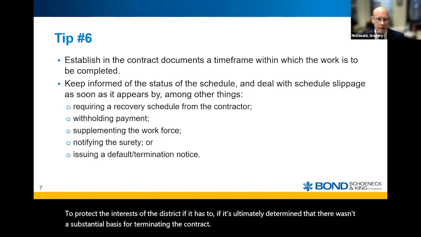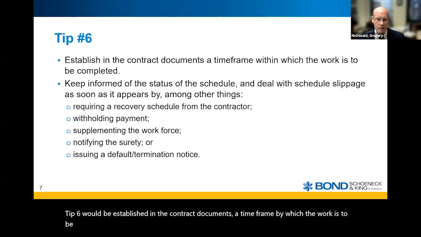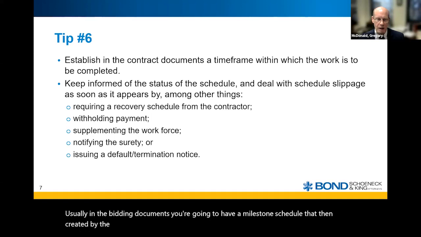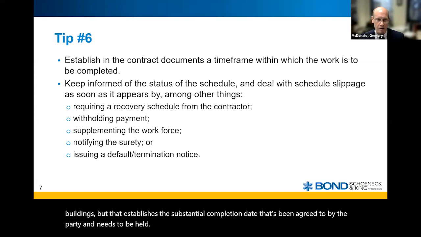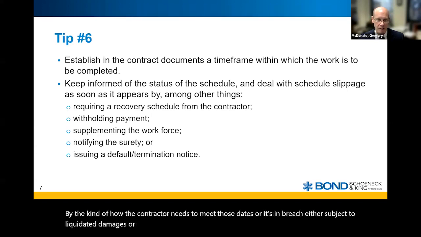Tip 6 would be to establish in the contract documents a time frame by which the work is to be completed. Usually in the bidding documents, you're going to have a milestone schedule that's been created by the architect and the construction manager. It could be based on phasing or buildings, but that establishes the substantial completion date that's been agreed to by the parties and needs to be met by the contractor, or it's in breach, either subject to liquidated damages or actual damages if it fails to meet those.